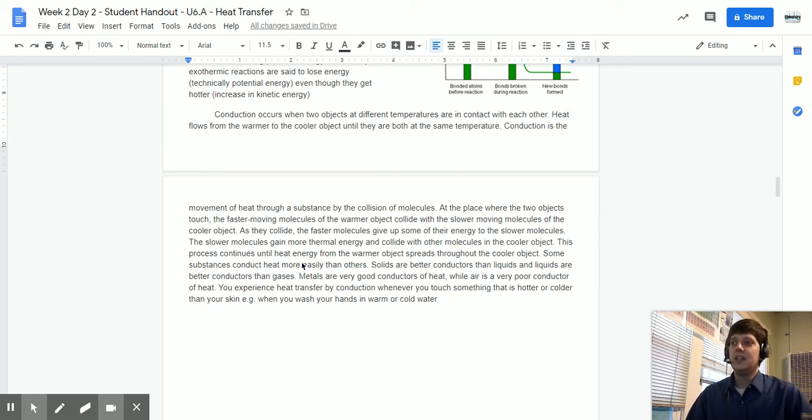You experience heat transfer by conduction whenever you touch something that is hotter or colder than your skin. For example, when you wash your hands in warm or cold water.